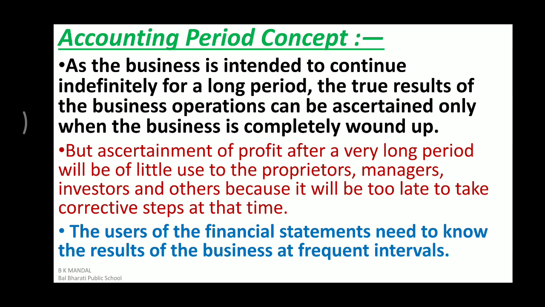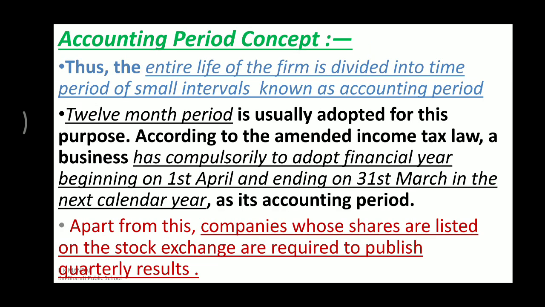and the users of financial statements need to know the result of the business at frequent intervals. Thus the entire life of the firm is divided into time periods of small intervals, because what we have assumed in the going concern is that the business will run for an indefinite period of time. That indefinite period is divided into small intervals, and each small interval is known as an accounting period, which is usually 12 months or 1 year.